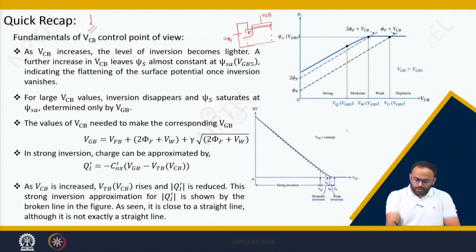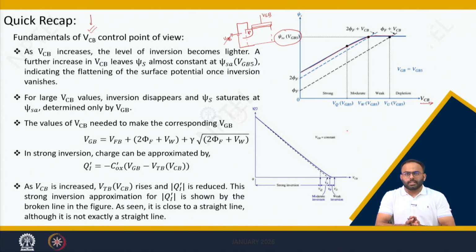We found that when you increase VCB, ultimately the surface potential increases and it will get saturated at a value of psi SA. It means when you increase VCB, the surface potential or the inversion region of your channel moves from strong to moderate to weak to depletion. So ultimately the surface potential increases linearly in strong inversion and ultimately switches your inversion from strong to depletion or weak inversion.